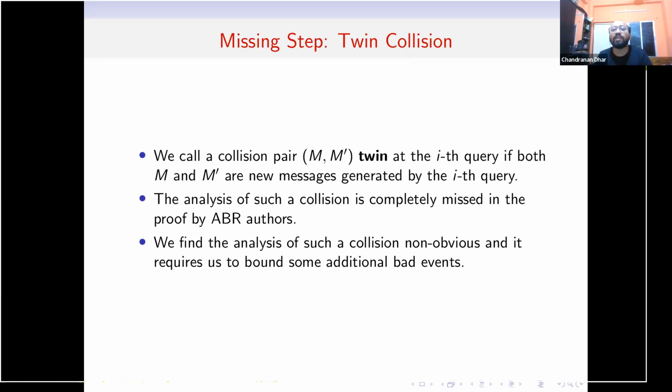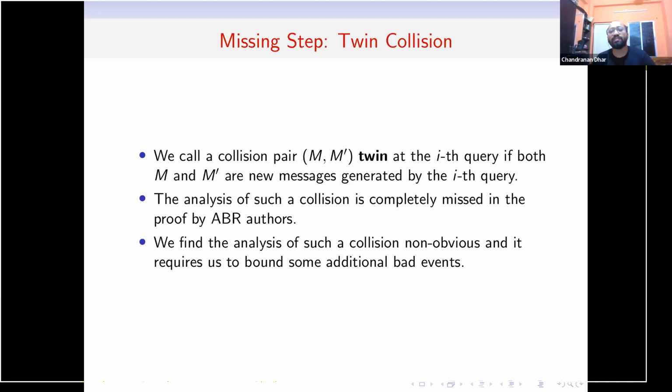However, we also have another type of collision, where the ith query at the node V generates more than one final hash value. Two among them can match, so among the outputs of the ith query itself we can have a match, and this will lead to a collision. We call this a twin collision because it has occurred from the ith query itself.